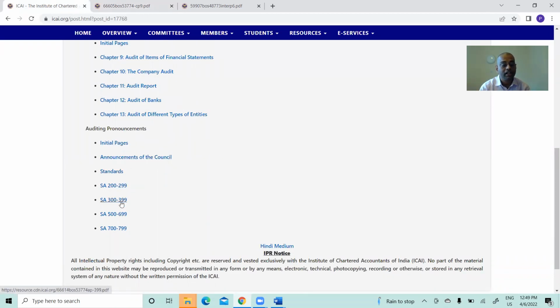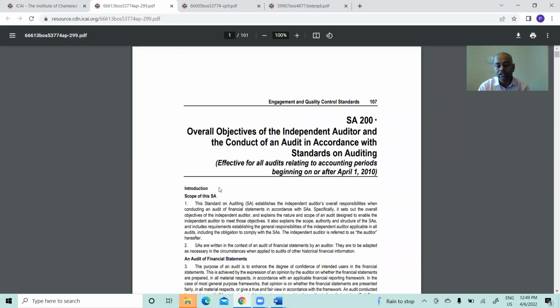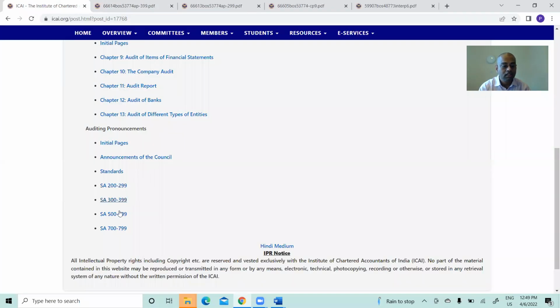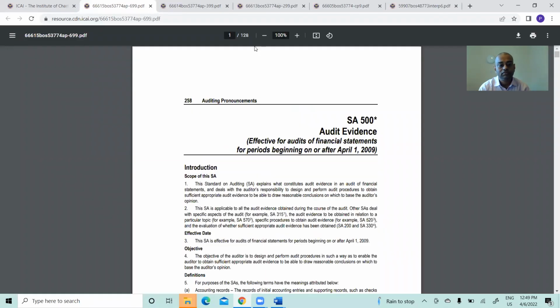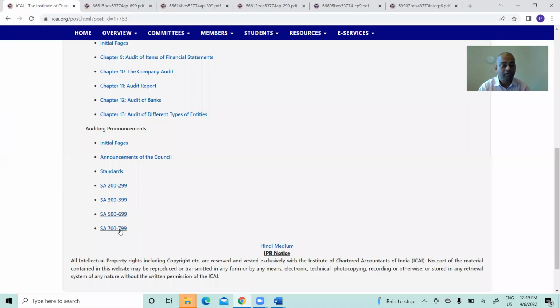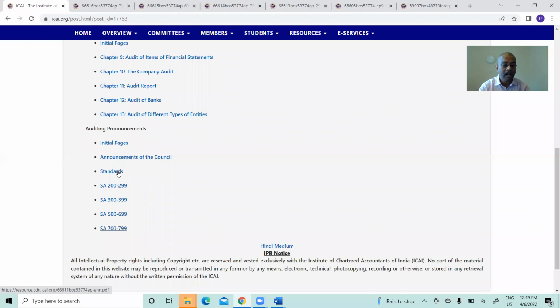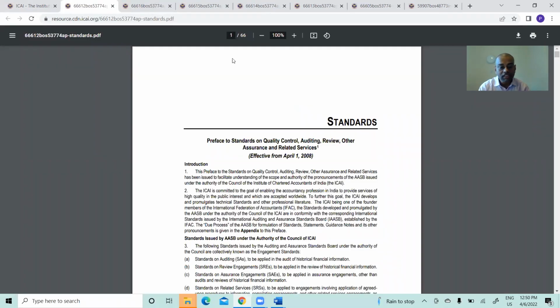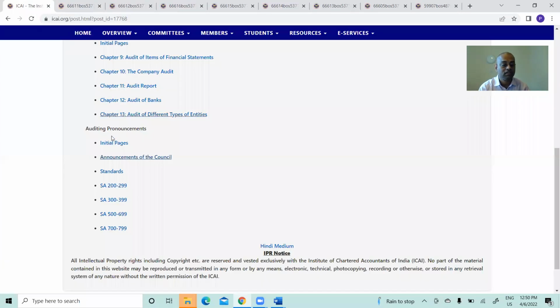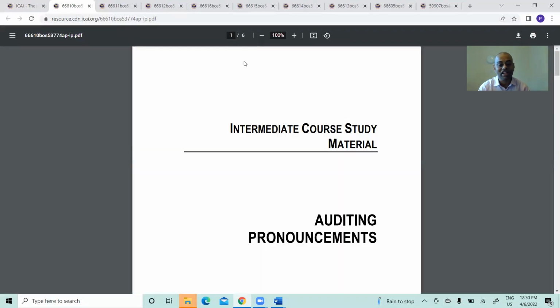What the hell is this? Standards 200 to 299, 300 to 399. When you open, because it is there in the study material, this is 100 pages. One document you opened. Second document, 50 pages. Third document, 128 pages. Fourth document, 103 pages. Standards, 66 pages. Announcements of council, 40 pages. Initial pages, some 8 or 10 pages will be there. Don't even look at these things, okay? You will die, I'm telling you.